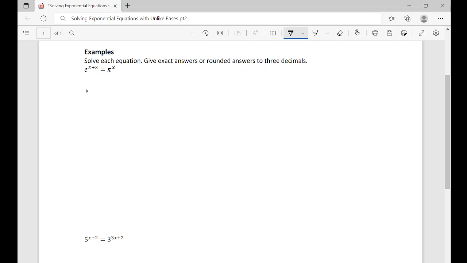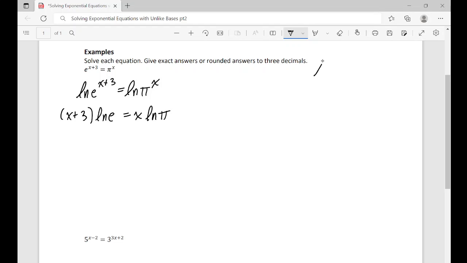So I'm going to take the natural log of both sides. So ln e to the x plus 3 equals ln pi to the x. Now I can move my exponents to the front as coefficients. So x plus 3 ln e equals x ln pi.